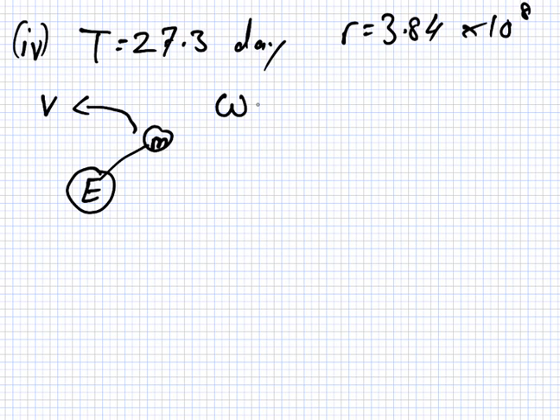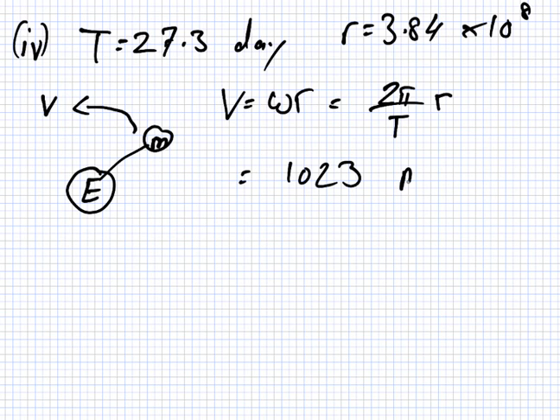If I remember the formulas for circular motion, you have v equals omega r. That's great because we know the r, but we don't know the omega. But what does omega equal? 2 pi over T. Do we know the T? Yeah. And do we know the r? We do. So we just need to change this into seconds, and we'll be fine. Is that okay, Abraham? Yeah. Okay. 27.3 days times 24 hours times 3,600, and r is 3.84 times 10 to the power 8. So if I put in all my numbers, I get 1023 meters per second.